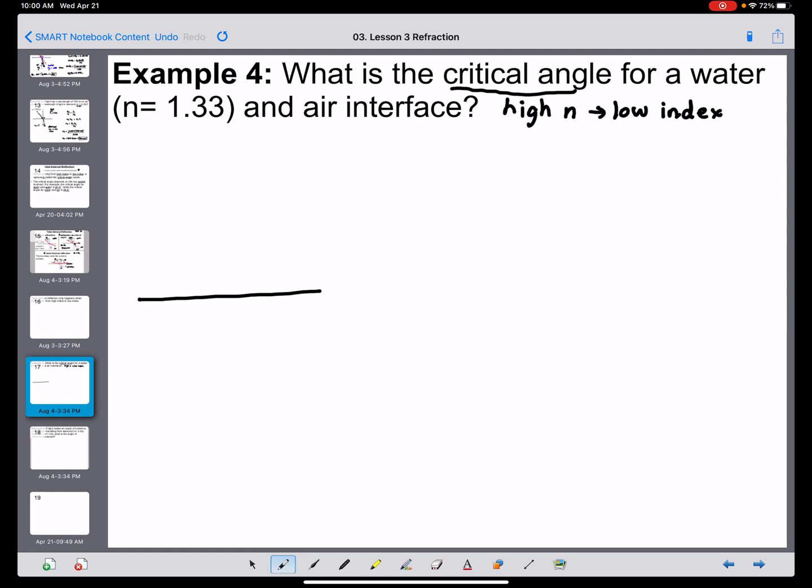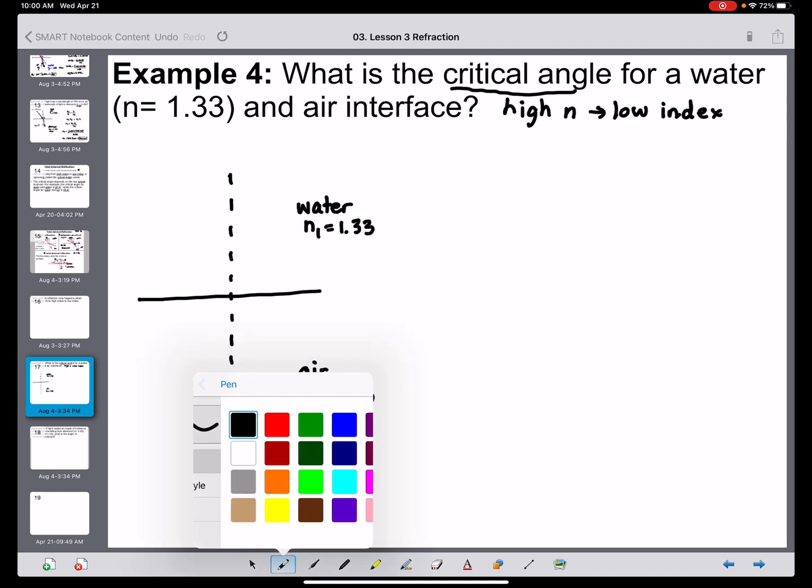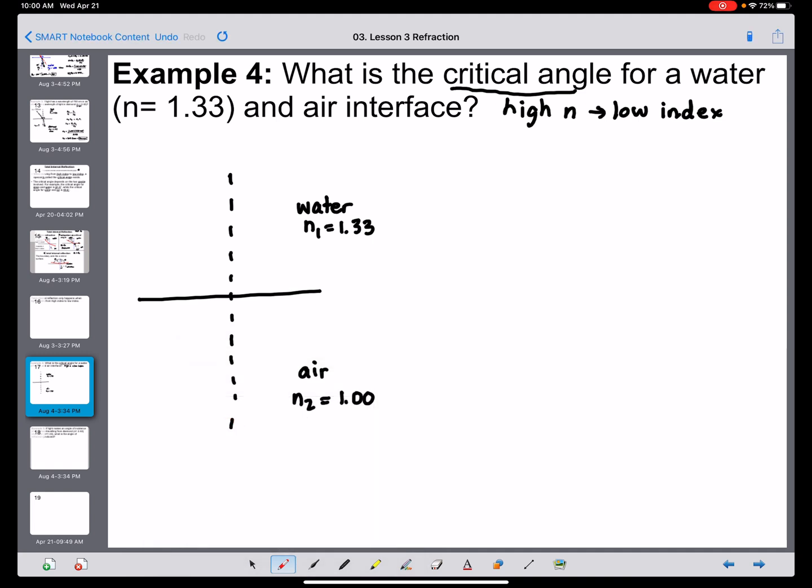So water has a higher index than air. So I'm going to start the light in the water, and then I'm going to send the light into the air. Okay, so I'll draw in my normal line here. This dotted line is the normal. And we'll draw the incident ray coming in. Okay, this incident ray, we're looking for the critical angle. So theta 1 here is really the critical angle, and that's what we're looking for.